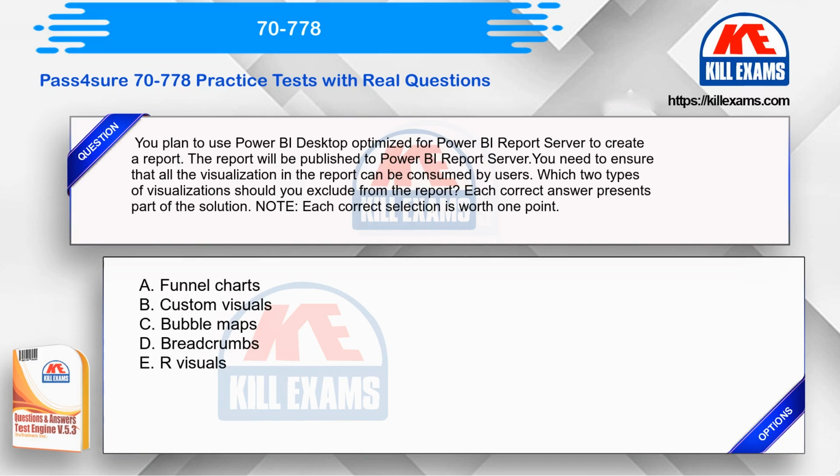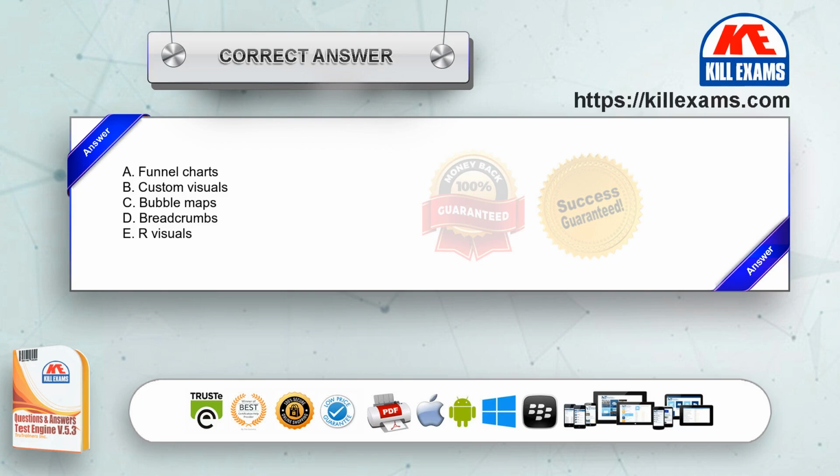Option A. Funnel charts. Option B. Custom visuals. Option C. Bubble maps. Option D. Breadcrumbs. Option E. R visuals. The correct answer is option D, E.